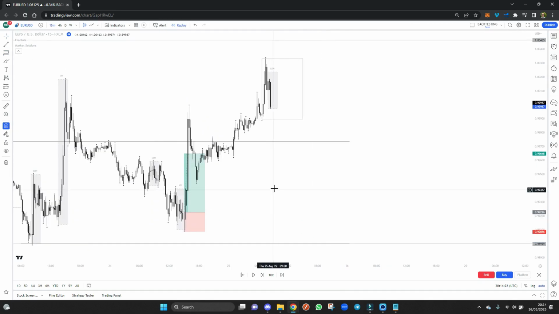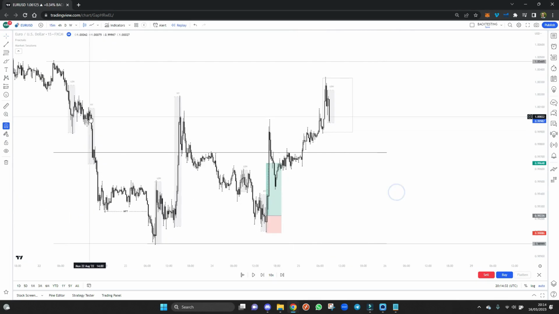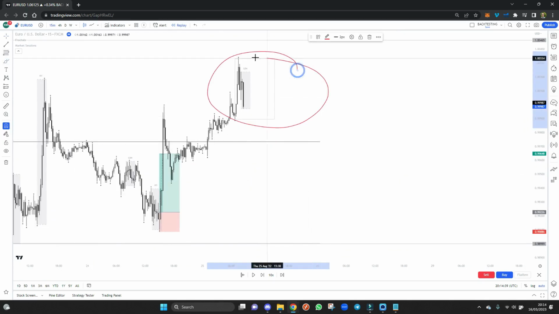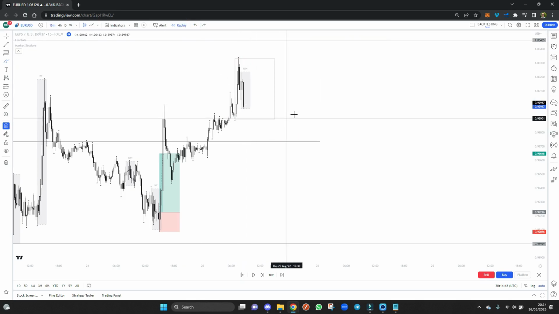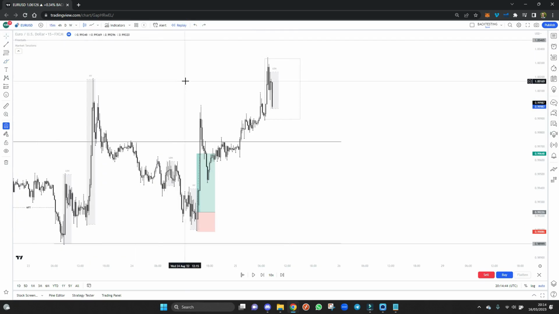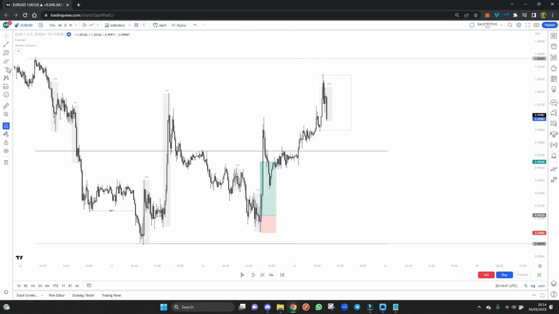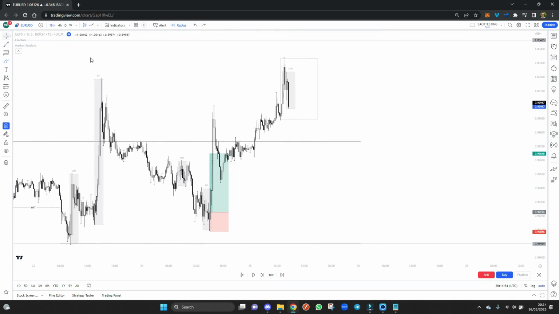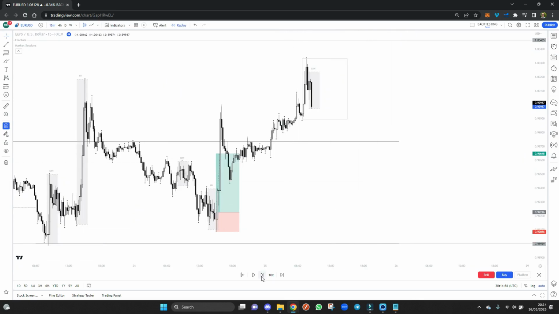So as you can see in this scenario, how this is setting up, we can see pretty much that this level here is our premium and below here is our discount. And you can see that if this trade was to set up, it would be buying in a premium market. Therefore I'm not going to take it because we are extended inside the premium of this 4 hour range high to low, and therefore likely to be a loss.